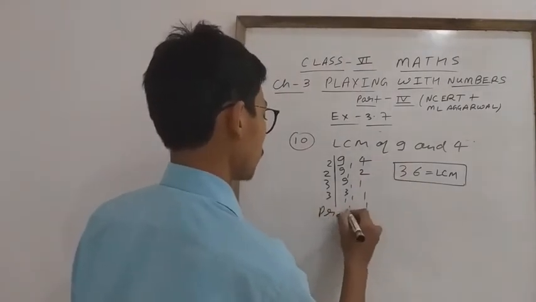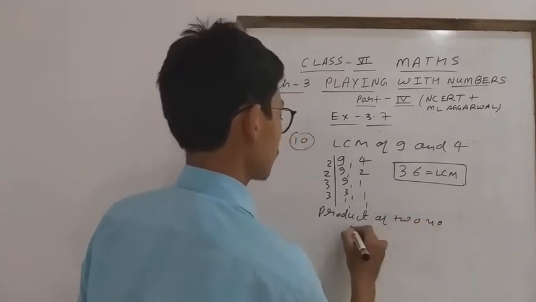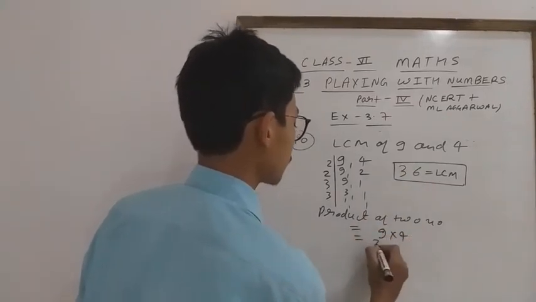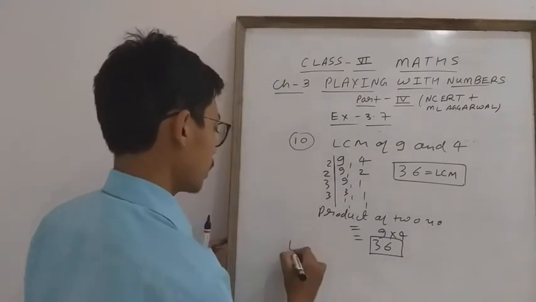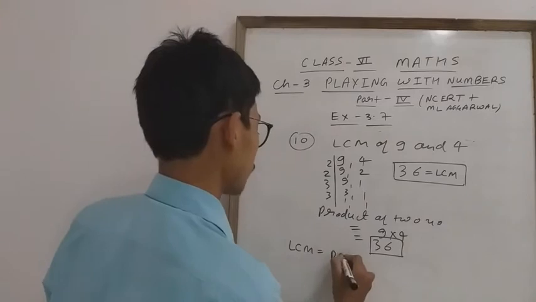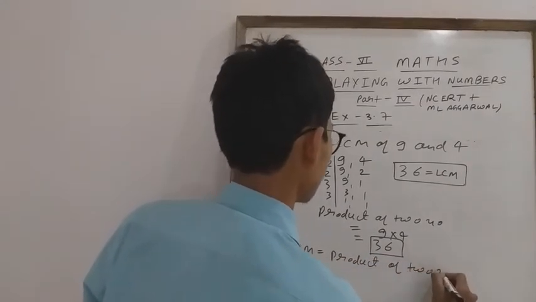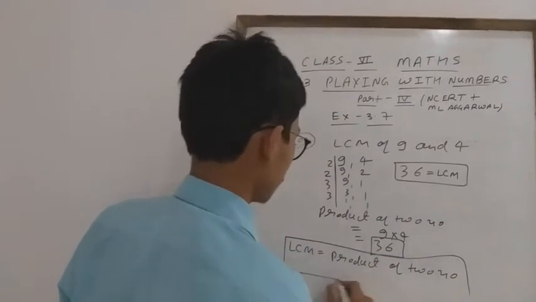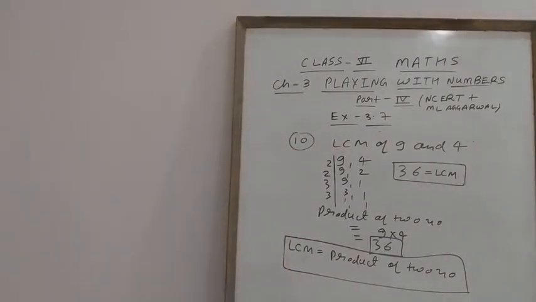Find out the product of the two numbers. It is equal to what, students? 9 into 4 is equal to 36. Yes, you will write down: LCM is equal to the product of two numbers. It means this is true. In every question you will apply the same property: LCM equal to the product of two numbers.